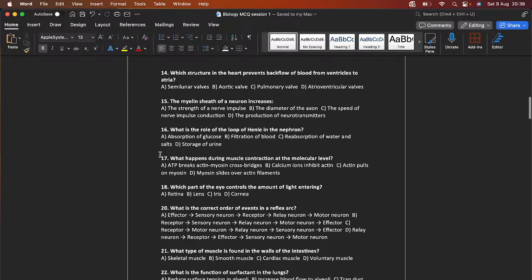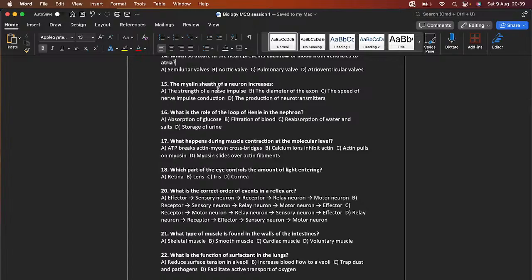The myelin sheath of a neuron increases the strength of a nerve impulse, the diameter of the axon, the speed of the nerve impulse conduction, or the production of neurotransmitters. So the myelin sheath will increase the speed of nerve impulse conduction.